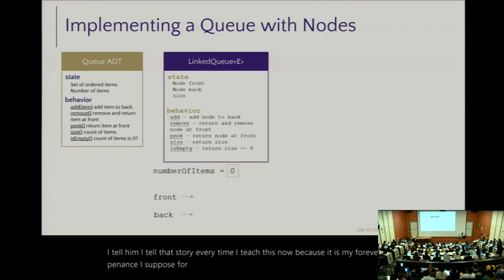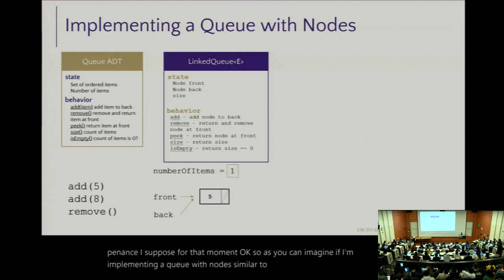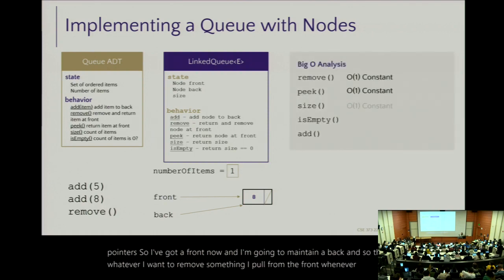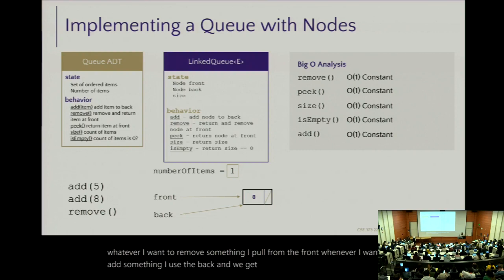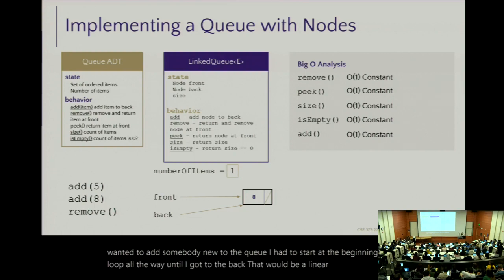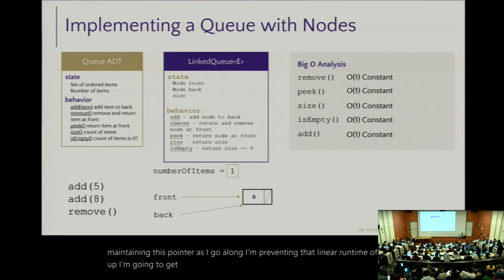Okay, so as you can imagine, if I'm implementing a queue with nodes, similar to the array, I will just maintain 2 pointers. So I've got a front now, and I'm going to maintain a back. And so whenever I want to remove something, I pull from the front. Whenever I want to add something, I use the back. And we get constant time executions because I'm at no point having to loop over everything to find something, because I'm maintaining that back pointer. If I wasn't maintaining that back pointer, and every time I wanted to add somebody new to the queue I had to start at the beginning and loop all the way until I got to the back, that would be a linear runtime. But by maintaining this pointer as I go along, I'm preventing that linear runtime buildup. I'm going to get that constant runtime all the way through.